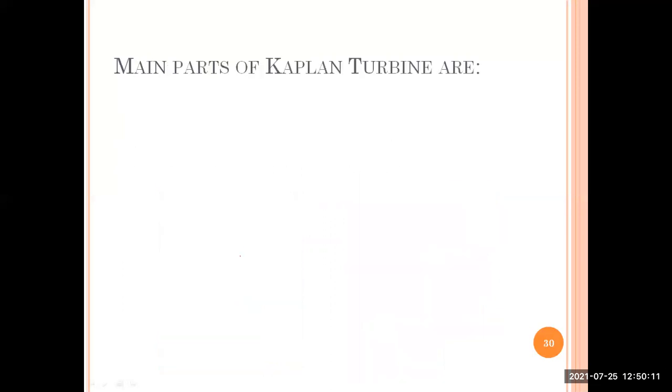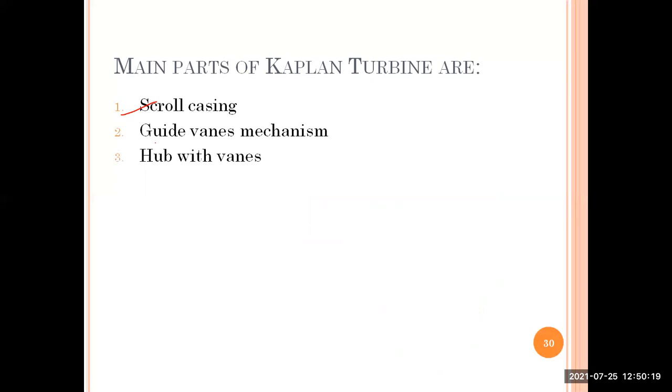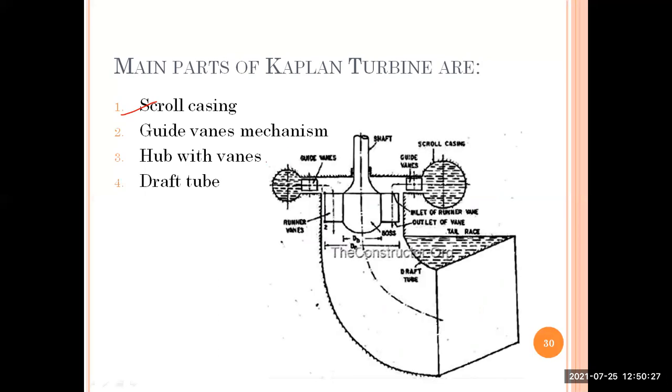Coming to the main parts of the Kaplan turbine, the first part is the scroll casing, then the guide mechanism, then a hub with vanes, which acts as a runner, and the draft tube. These are the components of the Kaplan turbine. You can see here a casing, that is the scroll casing. After that you have a guide vane. The water enters from the casing to the guide vane, and the guide vane directs the water to the hub with the adjustable vanes. Those will act as the runner vanes, and this is the shaft.